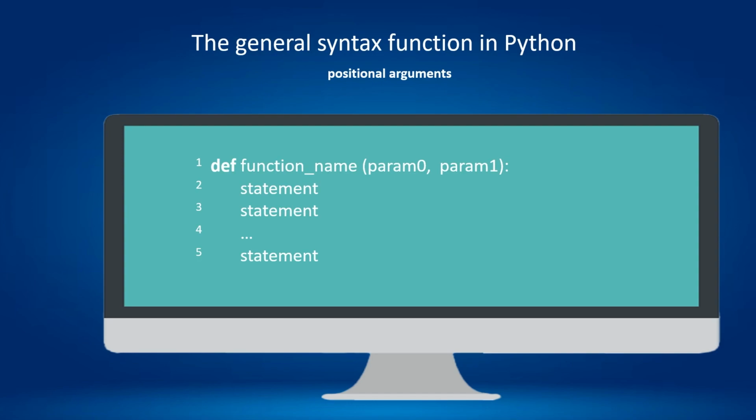Let's say you have a function that needs two inputs, param0 and param1. The first input that you provide will fill in the first slot, and the second input that you provide will fill in the second slot here. This way, the function knows what to do with each of the arguments based on where it is placed.